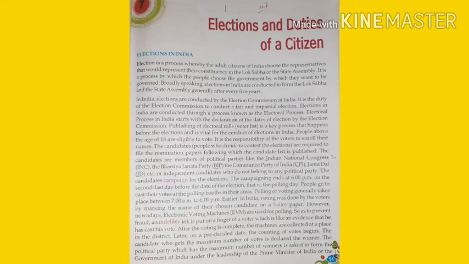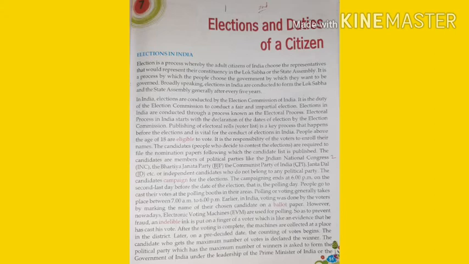Publishing of electoral rolls, that is the voter list, is a key process that happens before the election and is vital for the conduct of elections in India. People above the age of 18 are eligible to vote. It is the responsibility of the voters to enroll their names.